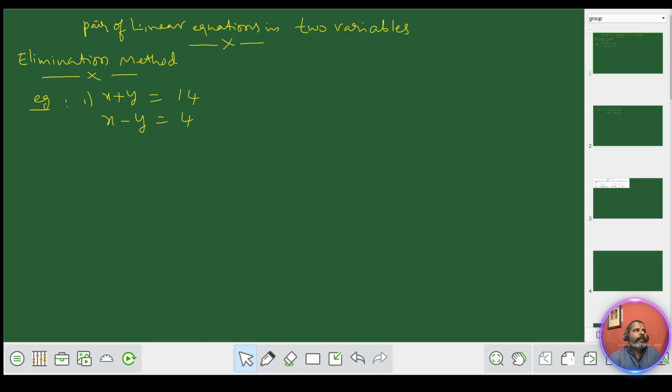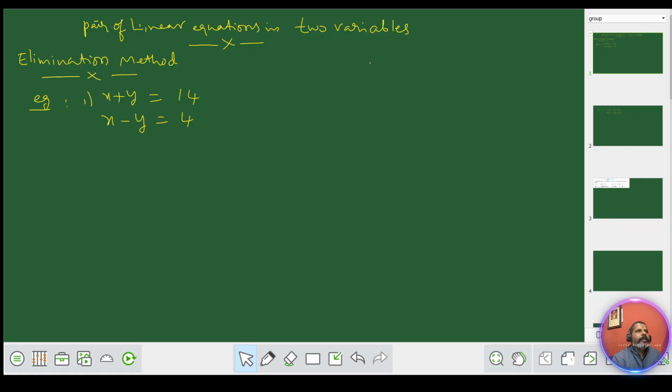In this class we will see pair of linear equations in two variables, elimination method. We have seen in the last class the substitution method. Now we will see the elimination method. How do we do the elimination method?